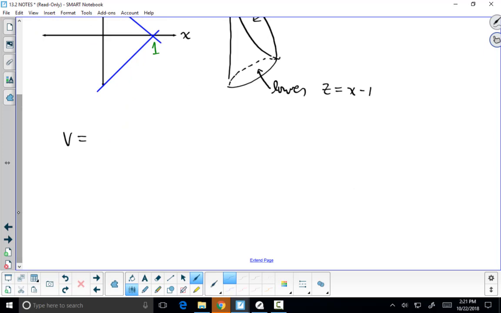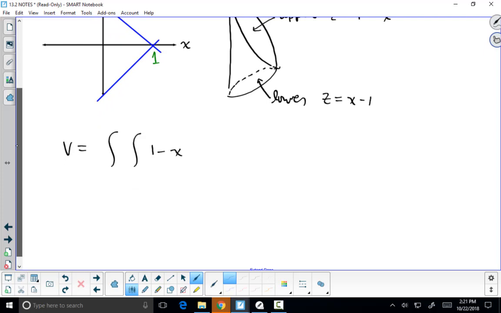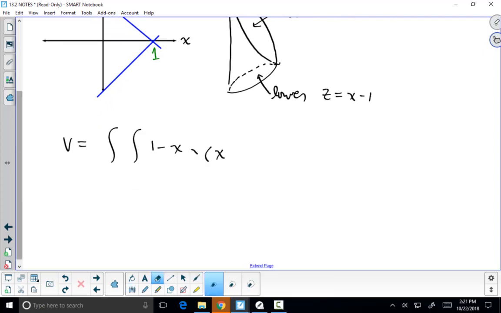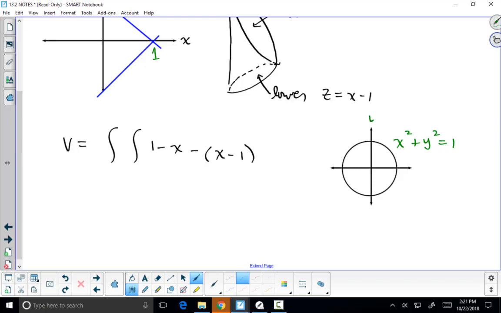So the volume is going to be the double integral of the upper surface minus the lower surface. So 1 minus x minus the quantity x minus 1. And now we have to figure out, should we do dy dx or dx dy? Let's draw the domain. The domain for our solid object is down in the xy plane. We said it was a unit circle. So there's our domain. That's in the xy plane. Vertical or horizontal? All right, we'll do vertical.